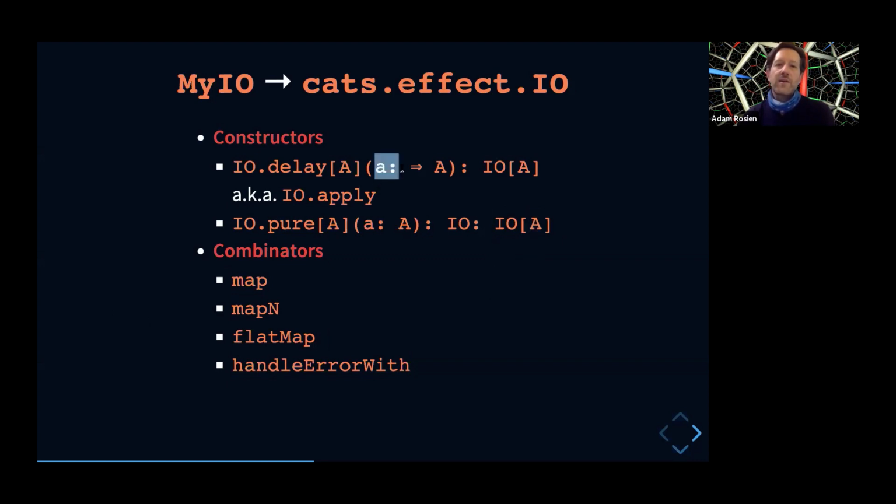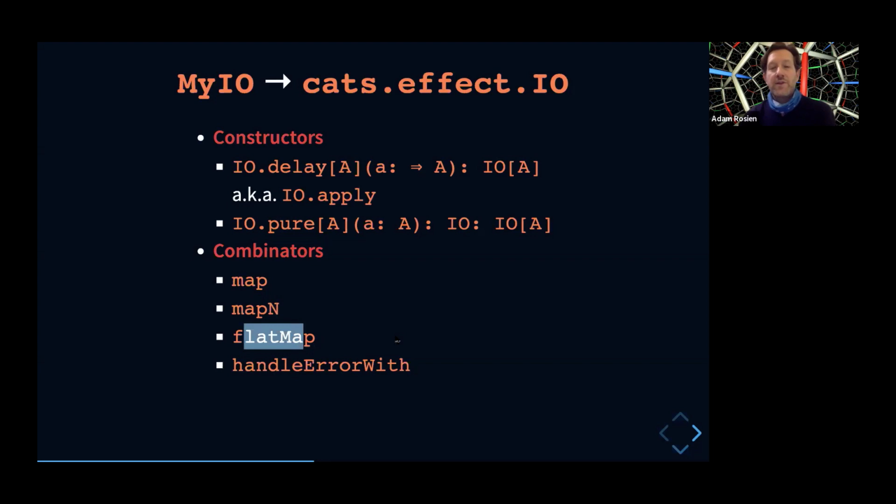But you can imagine some expression that you've captured here that, say, throws an exception. There is a notion of error in IO. So for map, mapN, flatMap, these would stop.